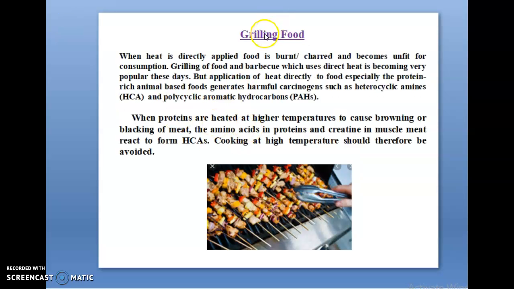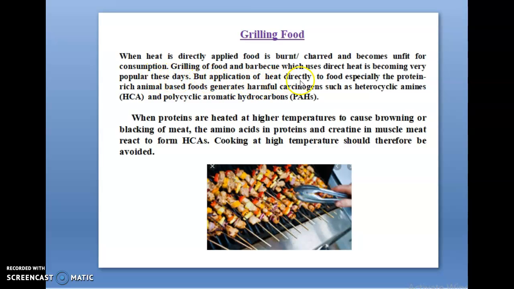Next one, see grilling food. When heat is directly applied, food is burnt, charred, and becomes unfit for consumption. Grilling of food and barbecues, which use direct heat, are becoming very popular these days.